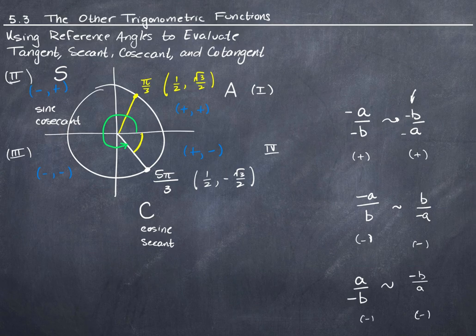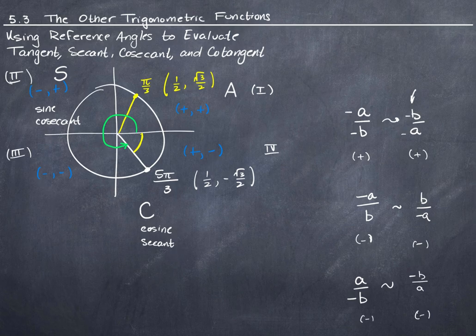In quadrant 4, we have cosine is positive and sine is negative. Cosine is positive, so 1 over cosine, that's secant, is going to be positive as well. Tangent, though, is sine over cosine. That's a negative over a positive. Cotangent is cosine over sine. That's a positive over a negative. Both of those are going to be negative. Cosecant is 1 over sine, and that's 1 over a negative. So those are all negative. So the only things that are positive are cosine and secant.